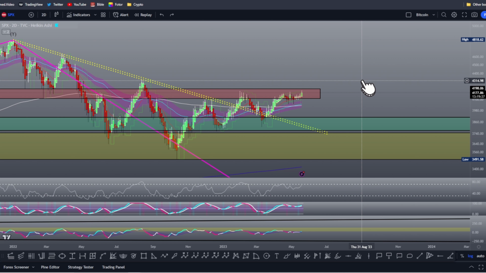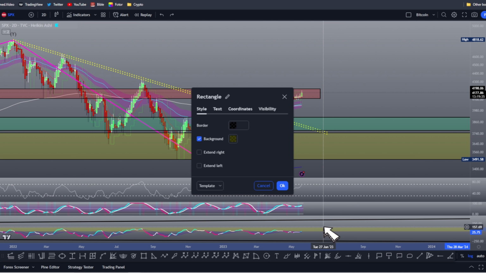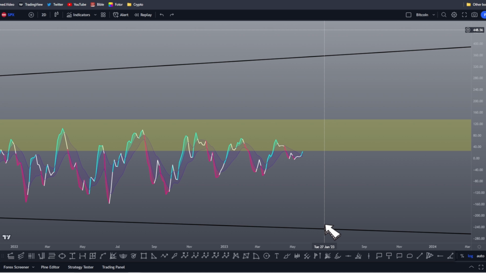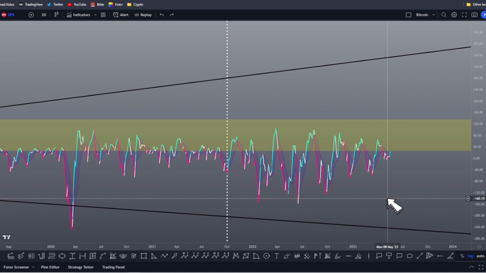But it's also going to be very important for us to see here on this MACD start to break out above this yellow box that I have right here. So right now we're not really seeing that. It's been staying below this.